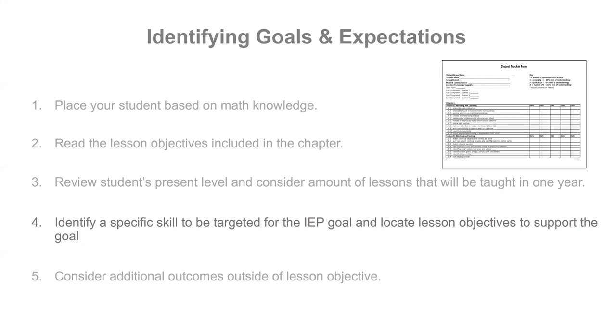Next, identify a specific skill to be targeted for the IEP goal and locate lesson objectives to support that goal. Count 13 lessons from the current lesson and look for a likely goal that includes multiple skills taught in lessons prior to the goal, which will act as objectives. There can be other lessons that appear between the lesson objectives and the goal, but remember, you will be teaching all of the lessons, not just the ones chosen for the IEP goals and objectives.